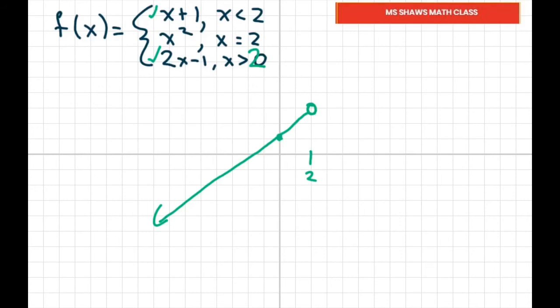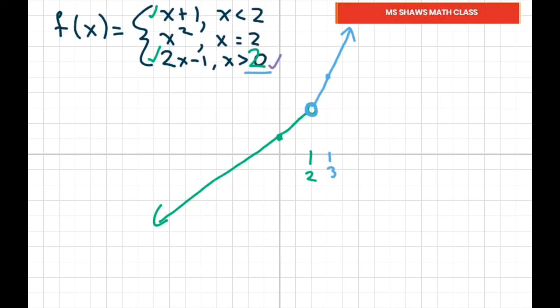Now, let's try this third one. At x greater than 2, go ahead and plug in the 2. We get 2 times 2 minus 1. That's going to go back to 3, but it can't equal it, so that's an open circle. Then let's plug in, say, 3, because we have to work on the right. You plug in 3, you're going to get 5. So we go 1, 2, 3, 4, 5. We know it's a line, so we're going to draw the line here.